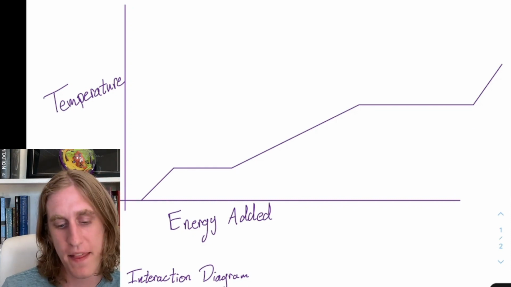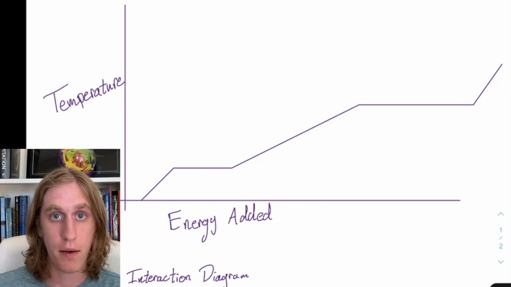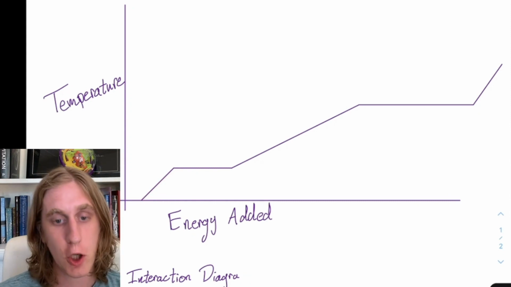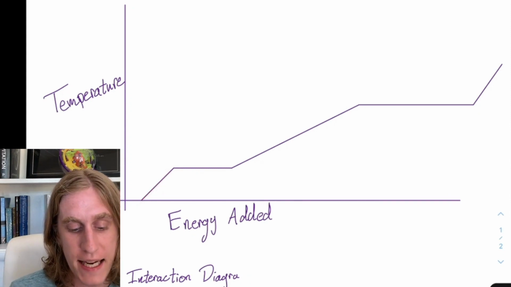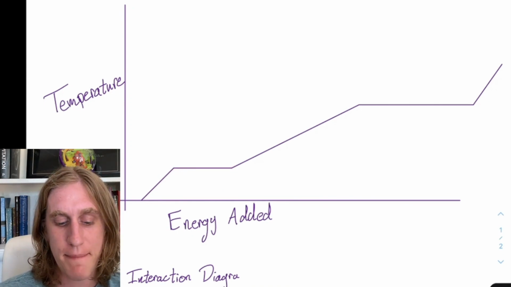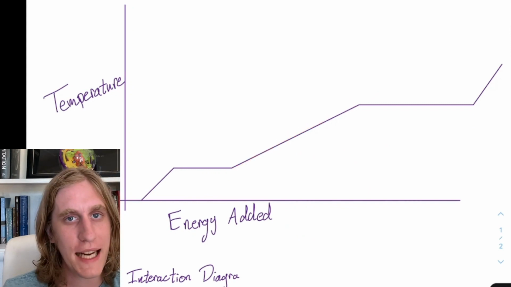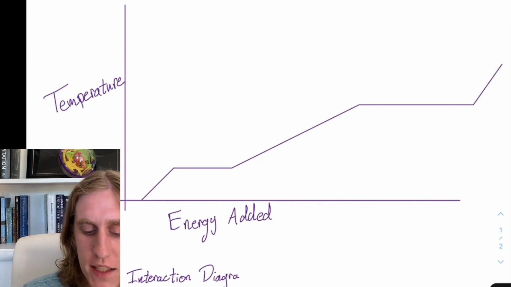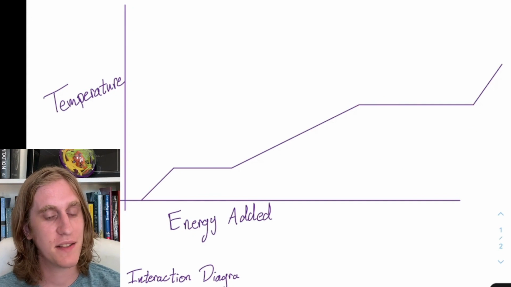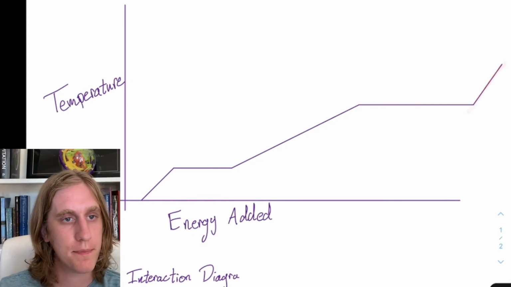Let's say that this diagram represents the temperature versus energy added for water. Down here at the bottom left, we have ice. The ice slowly warms up, and then its phase changes. It starts to melt. Once it's fully melted, it begins to warm up again, this time as water. Eventually, it reaches its boiling point. At its boiling point, it now turns into steam. It changes phase. Once it becomes steam, it is now again allowed to warm up.